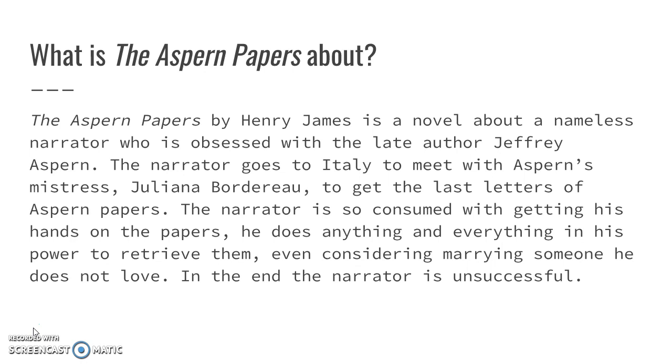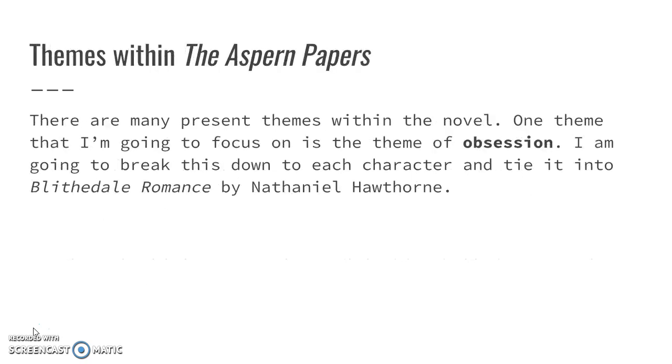The Aspern Papers by Henry James is a novel about a nameless narrator who is obsessed with the late author Jeffrey Aspern. The narrator goes to Italy to meet with Aspern's mistress, Juliana Bordereau, to get the last letters of Aspern's papers. The narrator is so consumed with getting his hands on the papers, he does anything and everything in his power to retrieve them, even considering marrying someone he does not love. In the end, the narrator is unsuccessful.